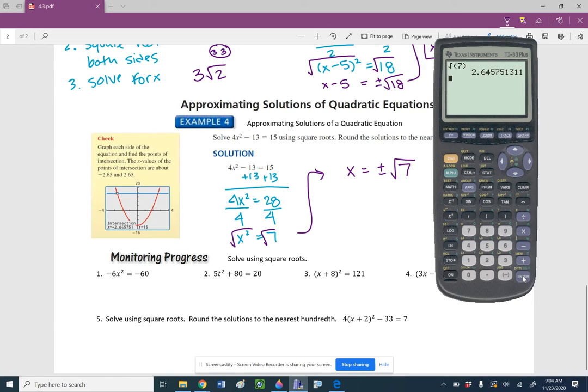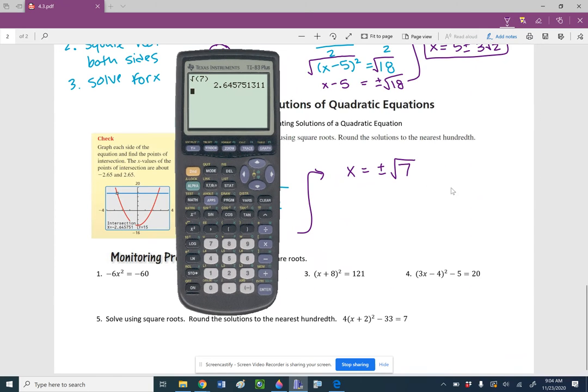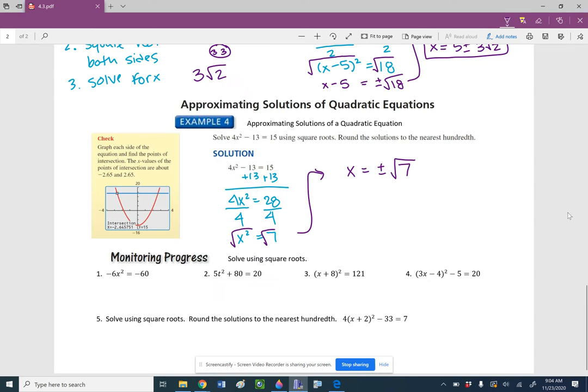So we get 2.645751311. Now we want to round to the nearest hundredth. So that means 2 decimal places. So we're going to do 2.6 and then 4. But then if we look at the next number, it's a 5. And remember, if it's 5 or greater, you need to round up. So we're going to actually have 2.65. Okay, so our answer, x, is approximately plus or minus 2.65. Okay, and this squiggly equals sign just means approximately. Okay, and that would be your answer for this one.